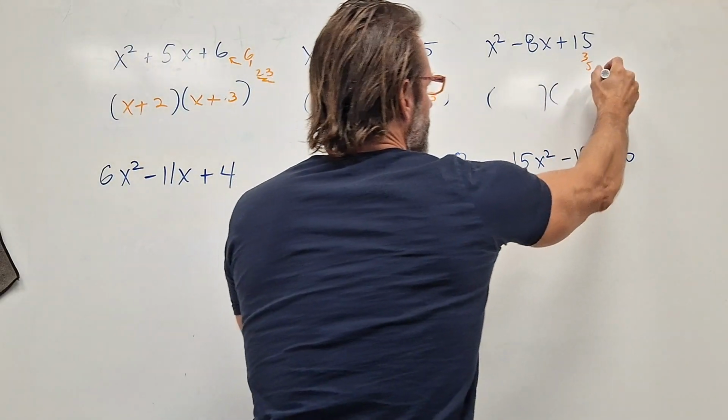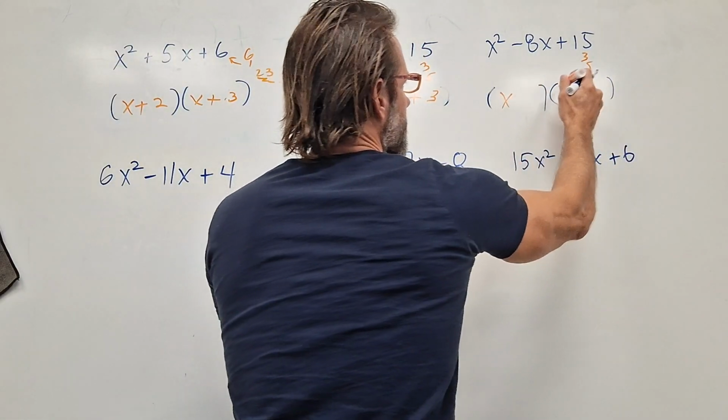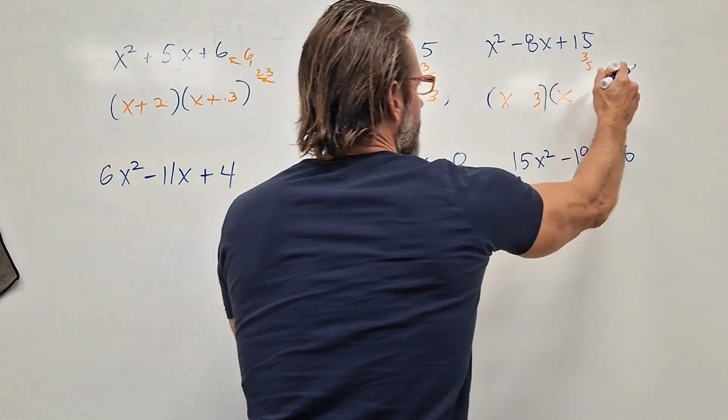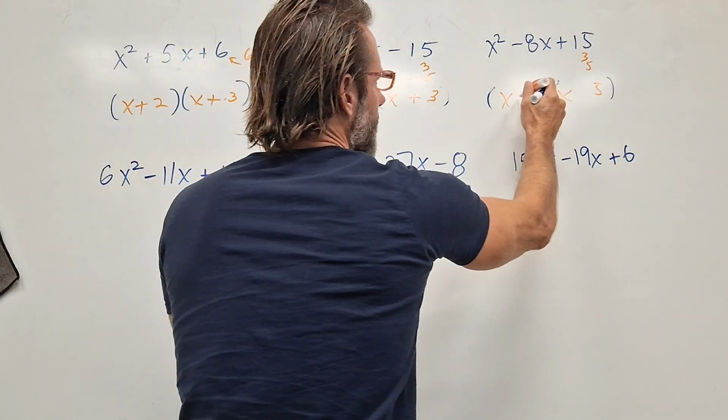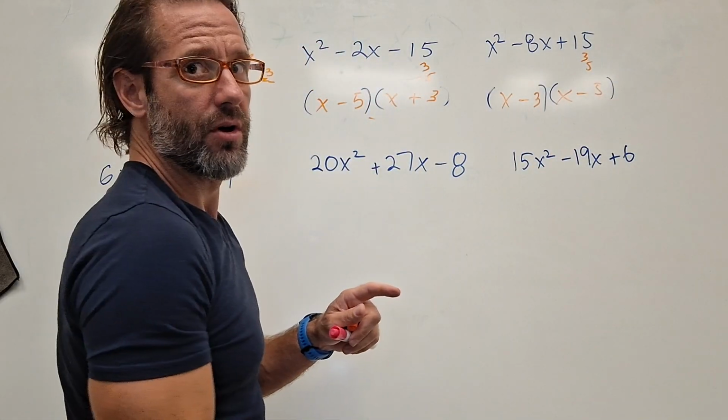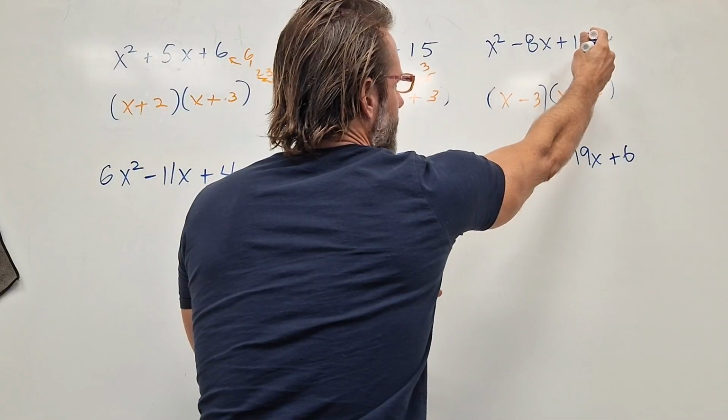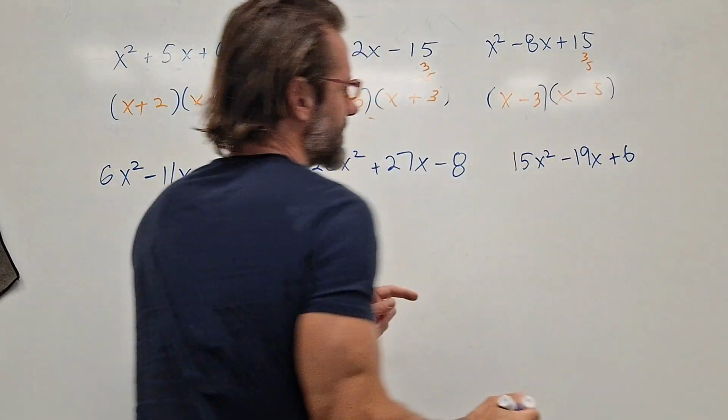Bubbles. X and X, 3 and 5. Remember, I put the signs at the end. That's the Teacher David trick. Minus, minus now. Notice that when I foil, I'm going to get plus 15 minus 8x.